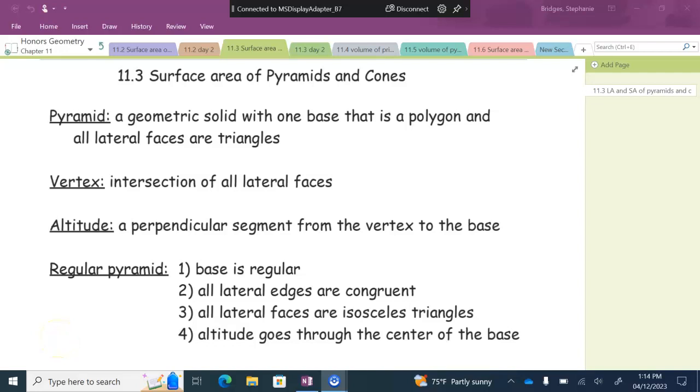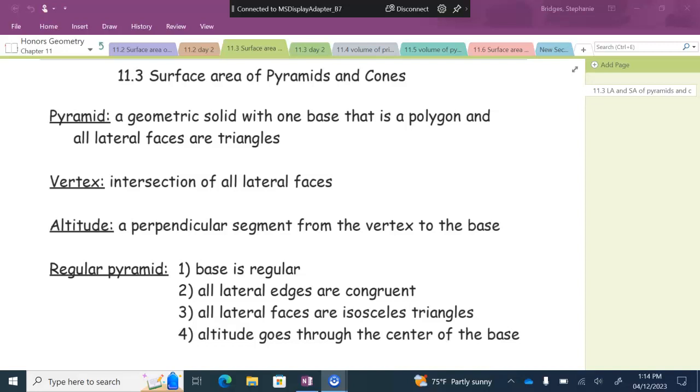So again, a pyramid is a geometric solid with one base that is a polygon, and all of its lateral faces are triangles. No matter what the shape of the base is, whatever polygon that base is, all of your lateral faces will be triangles in every pyramid.